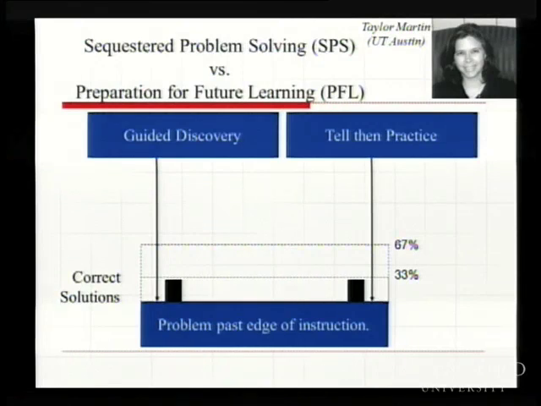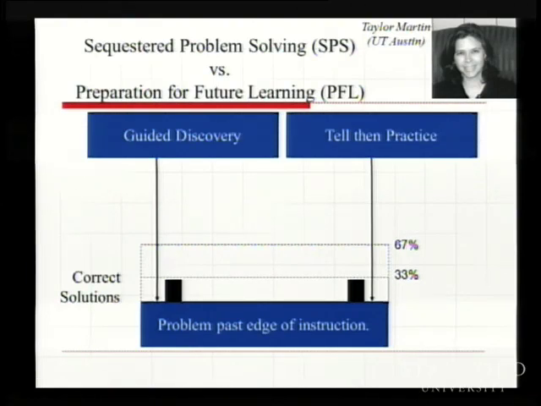It's sort of just beyond the edge of what we've taught them, right? And so we want to see how they do on this problem. So we look at the two groups, and we can see that they do about the same, right? And so use either type of instruction, it doesn't matter. This is a sequestered problem-solving test.